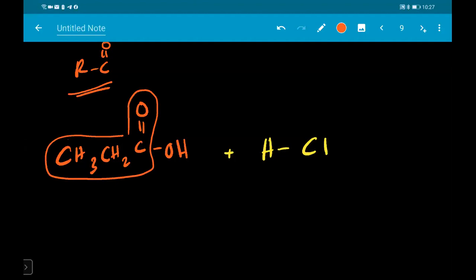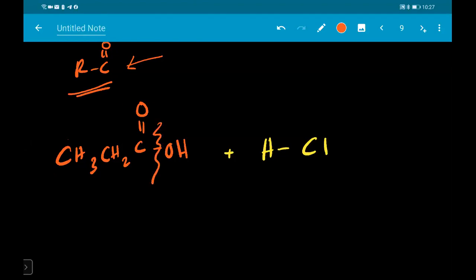Once again, the RC double bond O structure. We look for it in the carboxylic acid, which is represented by C double bond O, CH2, CH3. This is the RC double bond O structure. Alternatively, we can separate it here: this will be considered as A, this will be considered as B. What matters now is this A.